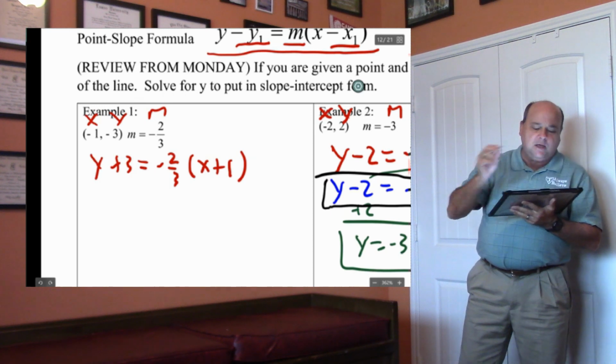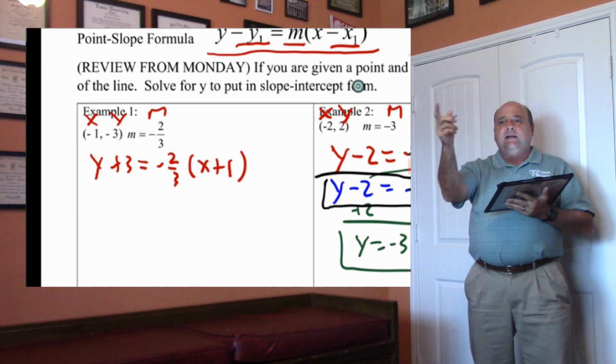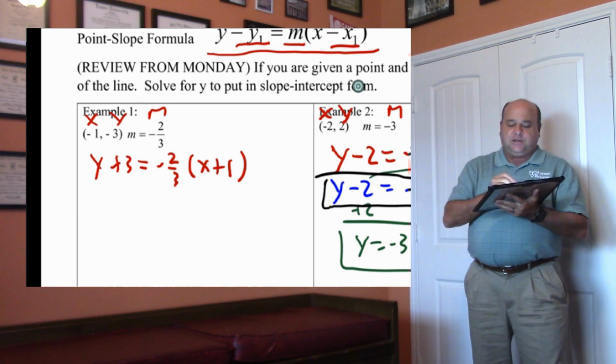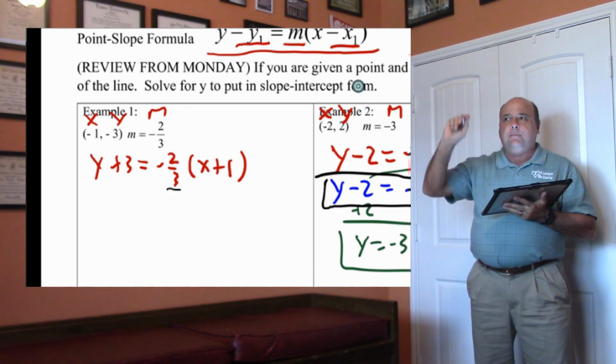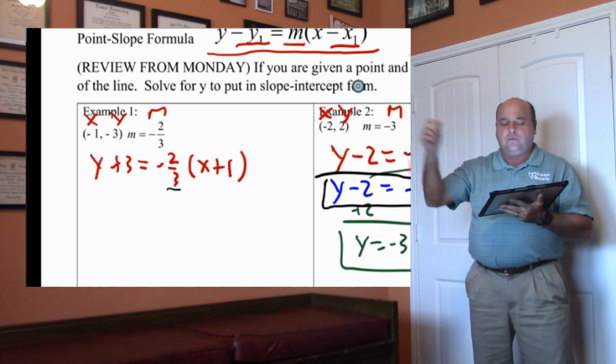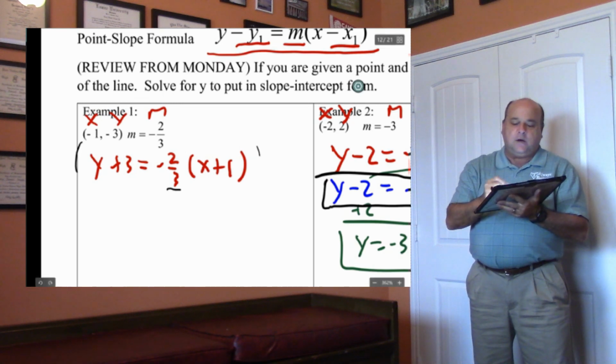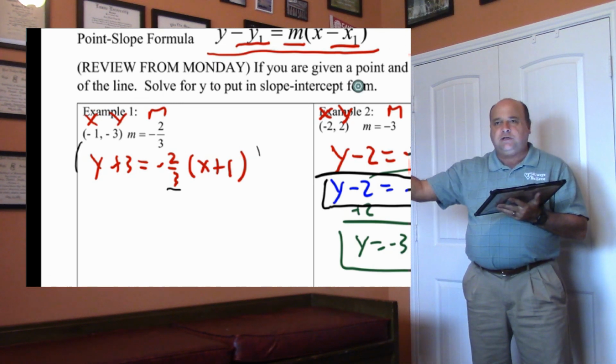Let me go to my pen. Okay. What is the denominator of your fraction? It's 3, right? Y'all with me? The opposite of divide by 3 is to multiply by 3. So I need to take that 3 and multiply it by the whole equation.